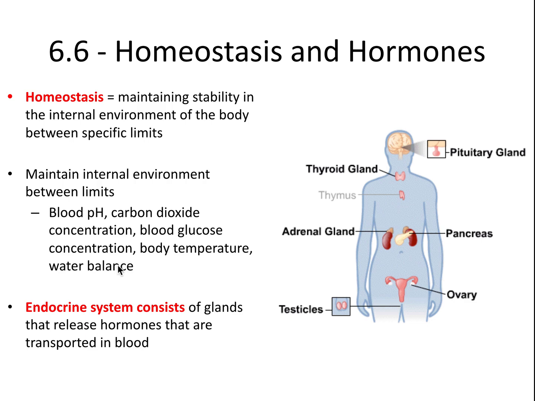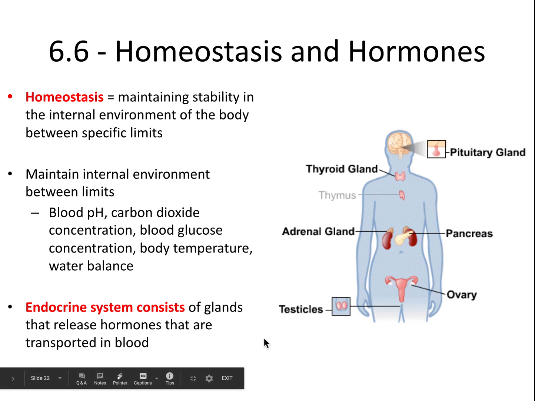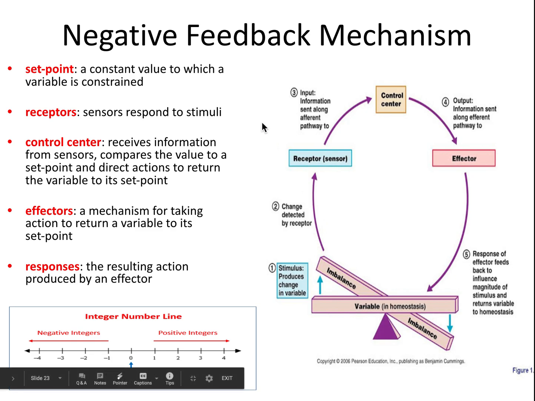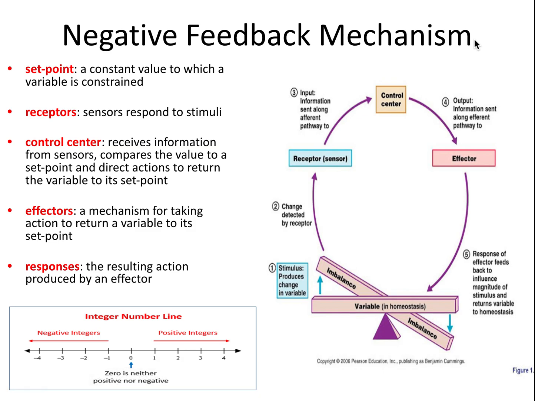If these things are not between those limits, then we've passed a threshold and we can potentially become very sick and die. So there are different glands in our bodies that release hormones to try to control those things and bring them back to balance if they start to go beyond those limits. We call it the endocrine system, and it consists of glands that release hormones that are transported in the blood. So these hormones, these chemical signals, are transported through our bloodstream. Hormones work in the form of a negative feedback mechanism, or a negative feedback loop.